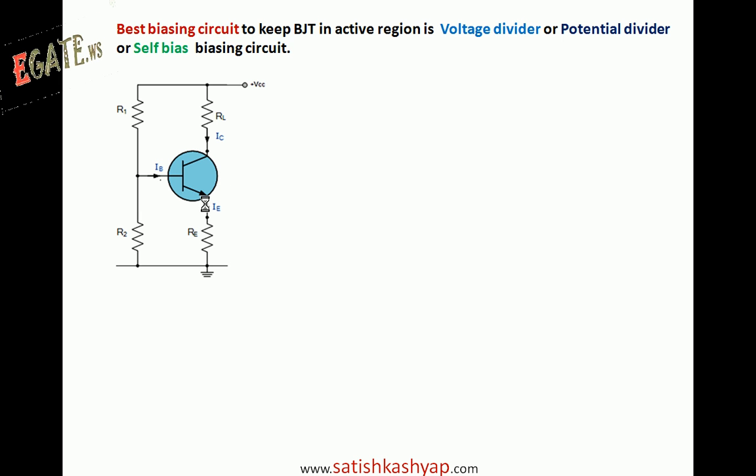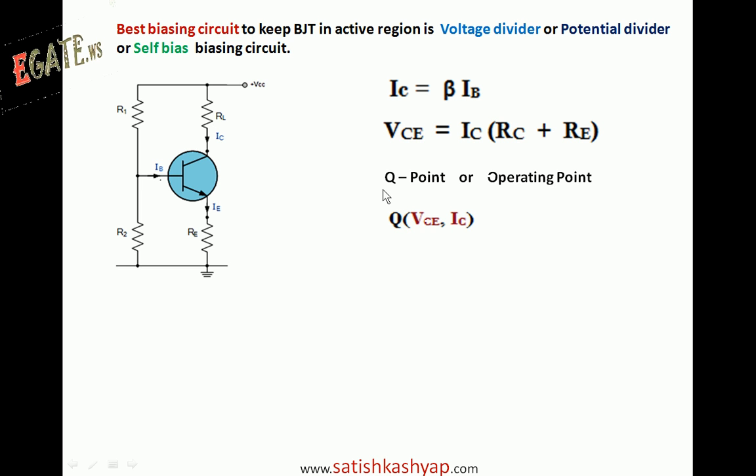So these are the two important parameters of the transistor. One is collector current IC, which is a function of base current. So IC can be written as beta times IB, and VCE can be written as VCC minus IC times RC plus RL. So this equation is a little bit wrong. VCE is equal to VCC minus IC times RC plus RE. RC means the resistor connected to the collector. So these two parameters are called the operating point or Q point. It is written as Q of VCE comma IC.